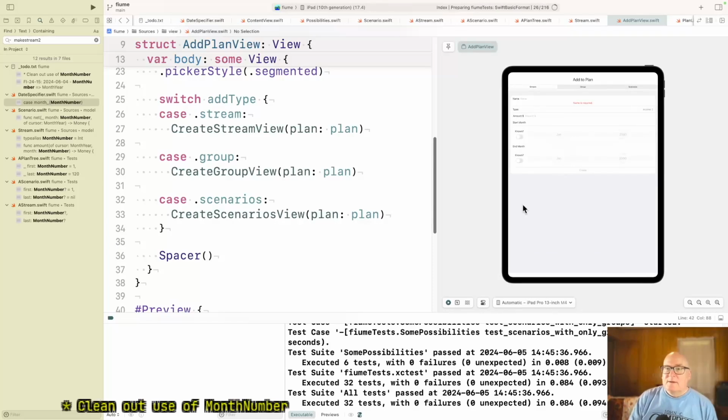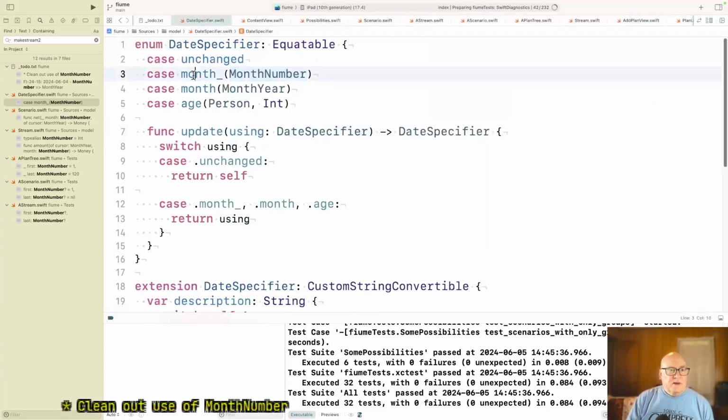And plan view. Okay. So I think we got rid of the month numbers other than this and other than the ones we're passing around. So what we need to do now is find the uses of month underscore and attempt to delete all those.